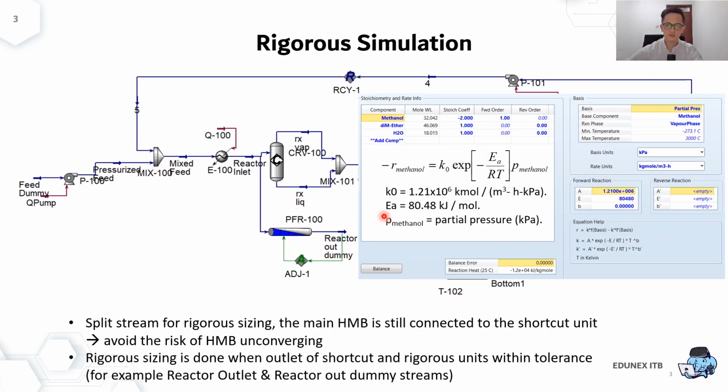and luckily we already have those numbers. Again, for example, the kinetic expression is already given. The partial pressure of methanol is actually only a first order, so we have to update those numbers. Okay, and we will also use this information about the Arrhenius number 1.21 by order of 6, and then 80.48 kilojoule per mole.